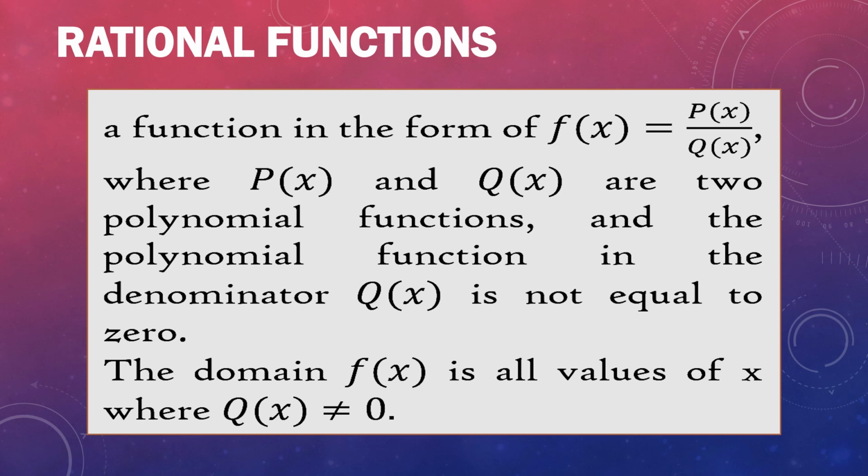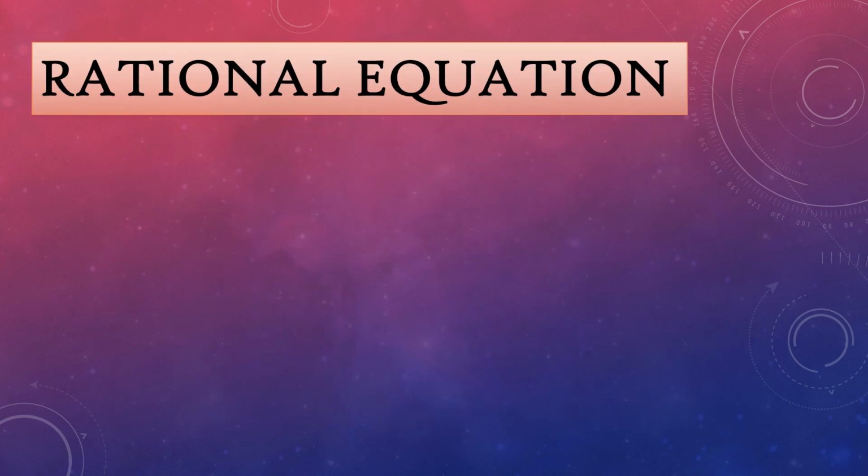A rational function is a function in the form of f of x equals p of x over q of x, where p of x and q of x are two polynomial functions, and the polynomial function in the denominator, denoted by q of x, must not be equal to 0. If the denominator of a rational function is 0, then the function is undefined. So the domain of a rational function is all values of x where q of x must not be equal to 0. We defined what is a rational function.